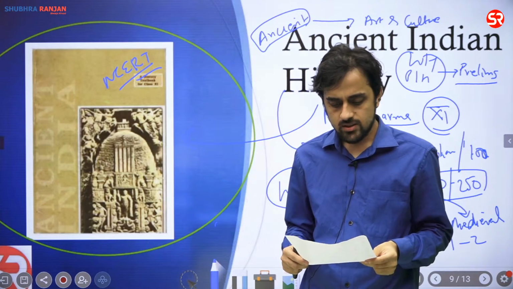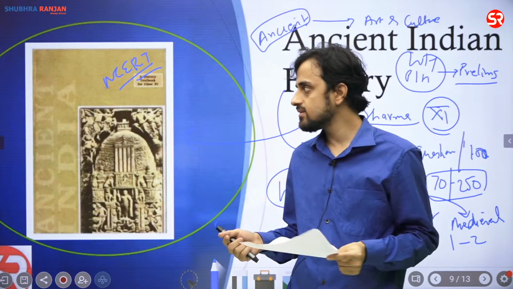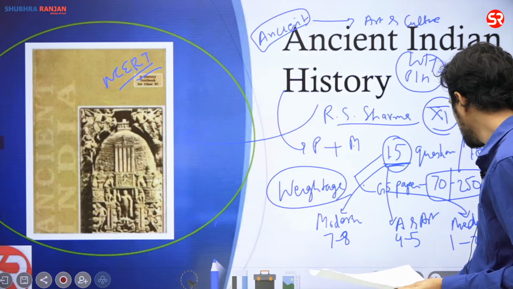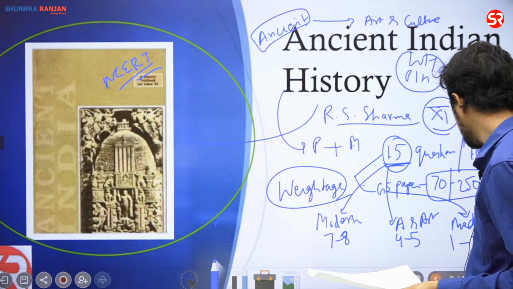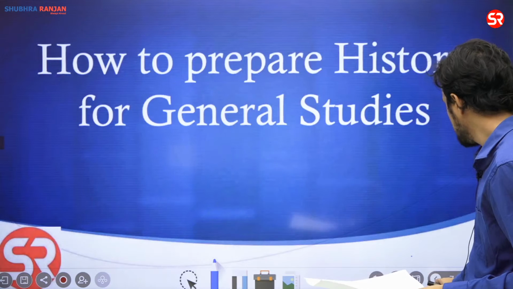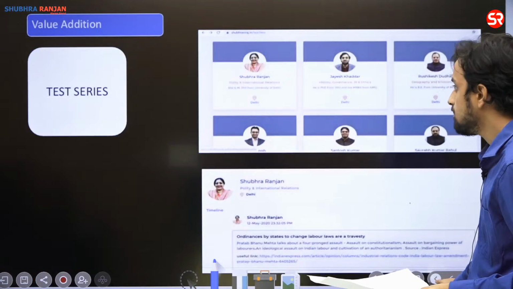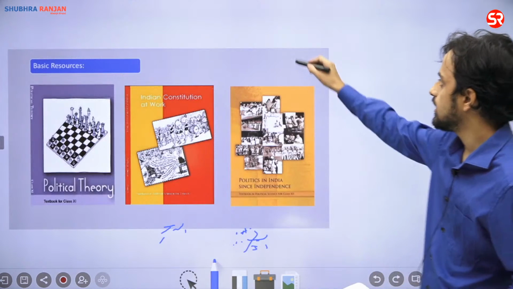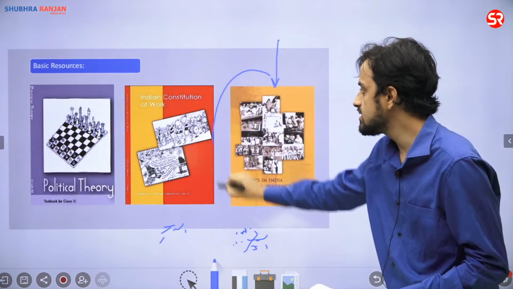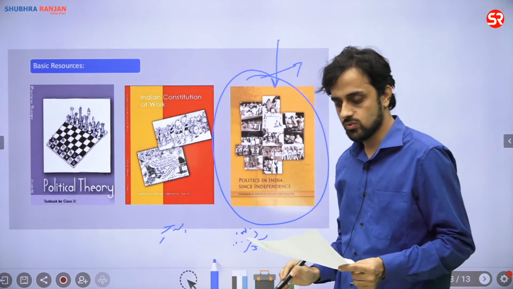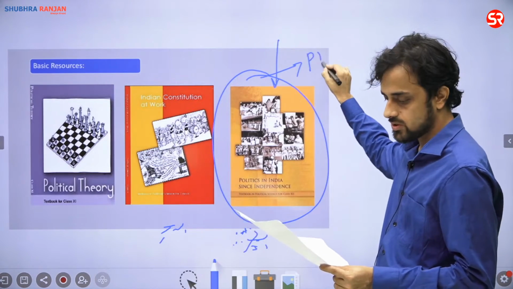Now, Jai Shankar is asking for the book for post-independence. That is what I was saying, that if you go to the previous slides, you will be able to see that ma'am had pointed out this particular book, Politics in India Since Independence. This is the book which is useful for post-independence history.